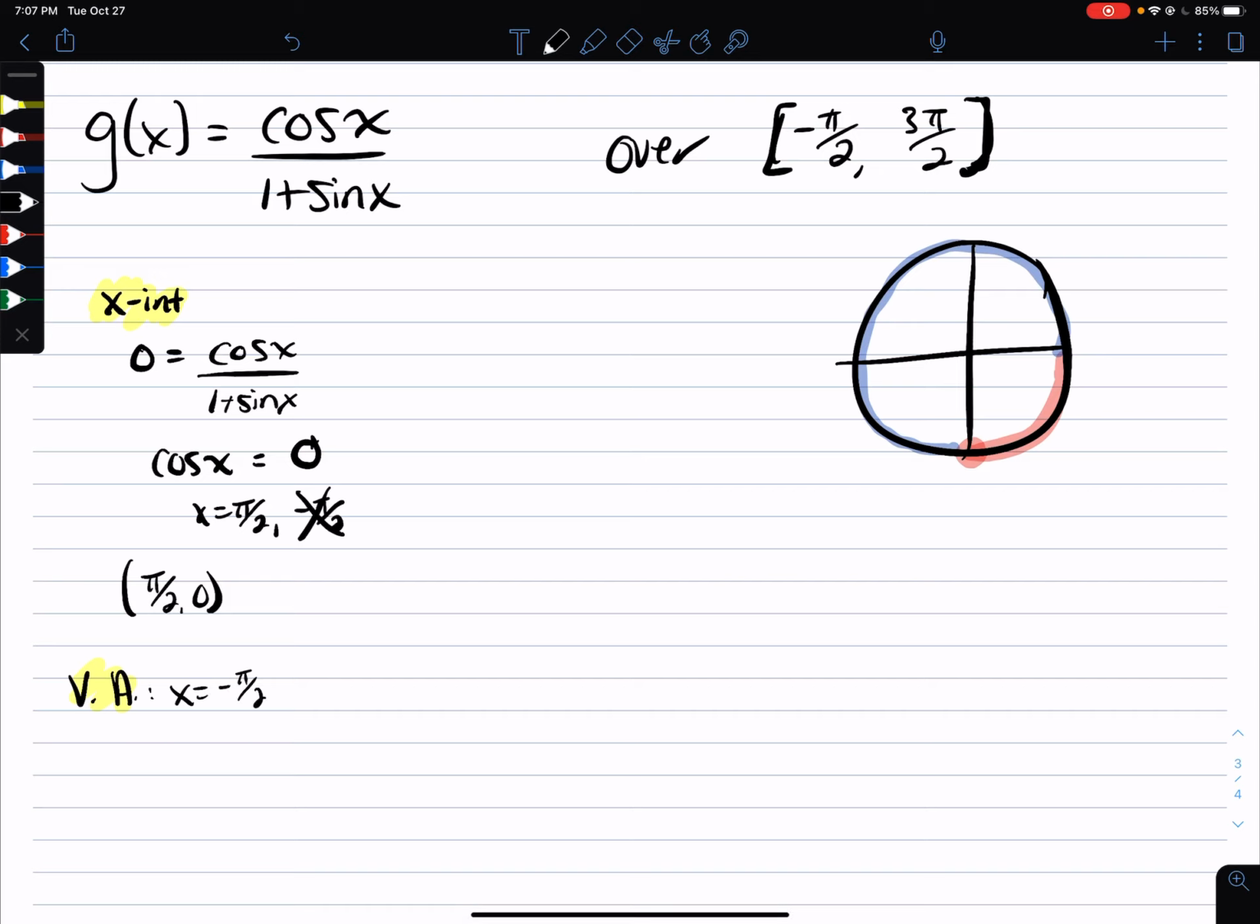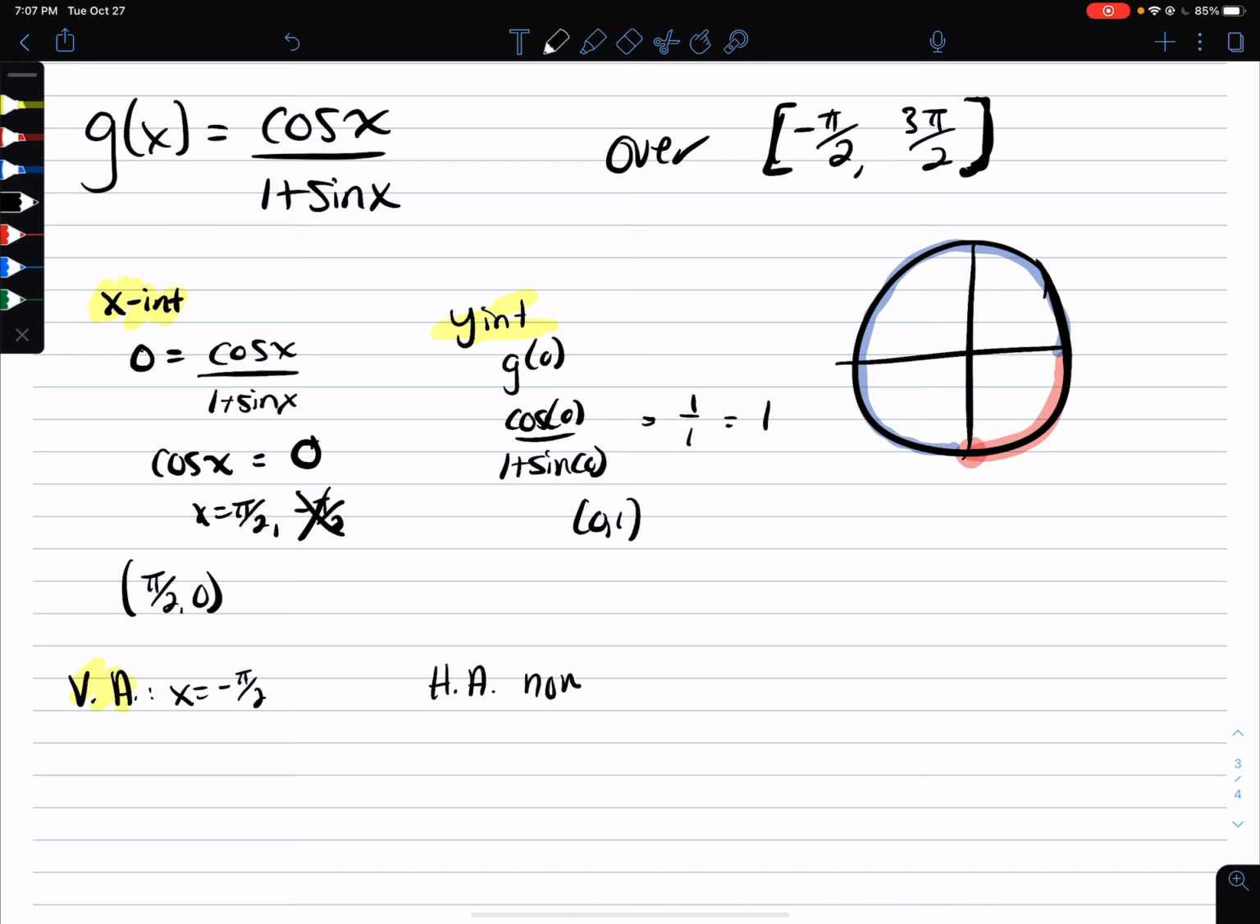So our y-intercept is just evaluating the function at 0. So it gives us the cosine of 0 over 1 plus the sine of 0, which is just 1 over 1, which is 1. So as an ordered pair, that's 0, 1. So we have our intercepts, and then we have a vertical asymptote. As we know about trig functions, they're periodic, so they don't have any horizontal asymptotes that we have to worry about. So we're just going to list that as none.